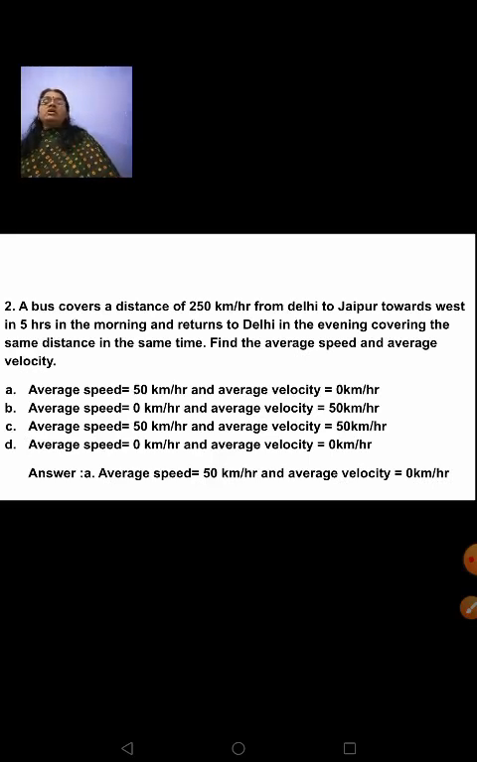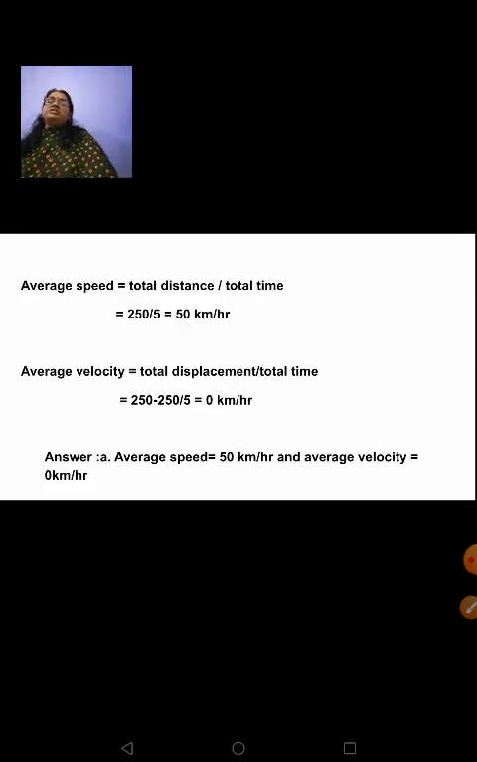How can you work out? You have to calculate average speed and average velocity. I have shown the working here, see. Average speed is calculated using the formula total distance covered upon total time. So what is the total distance covered? It is 250 km. What is the time taken? 5 hours. So when you divide 250 by 5, you get 50 km per hour.